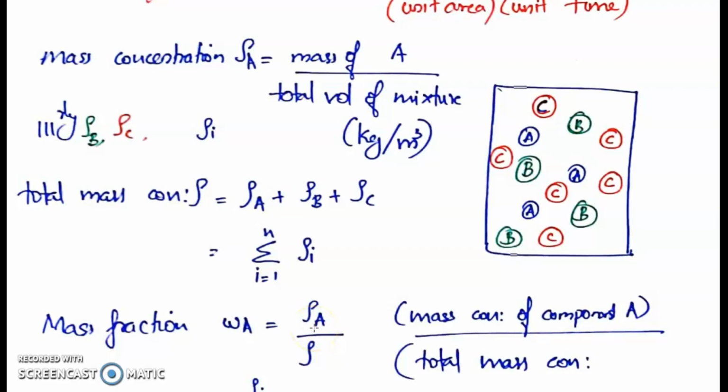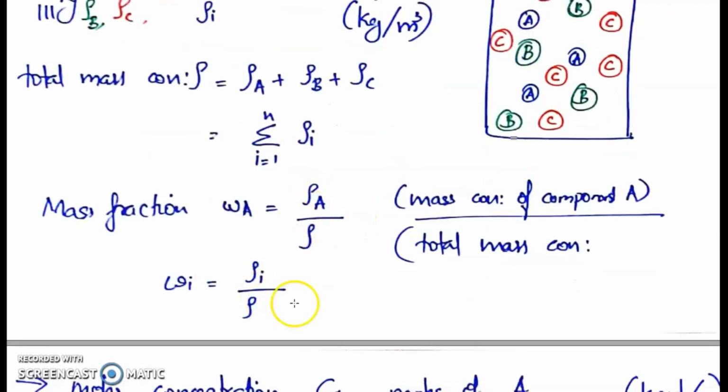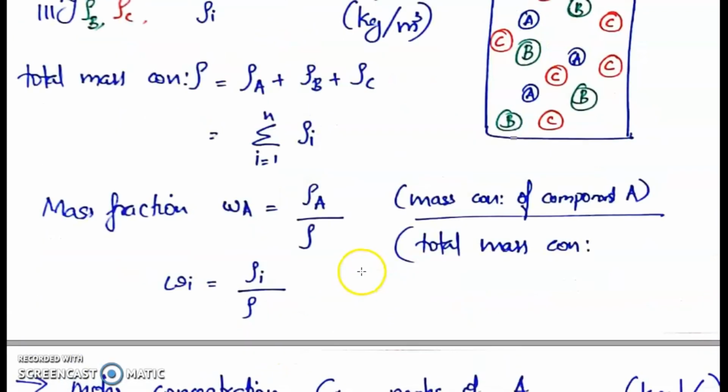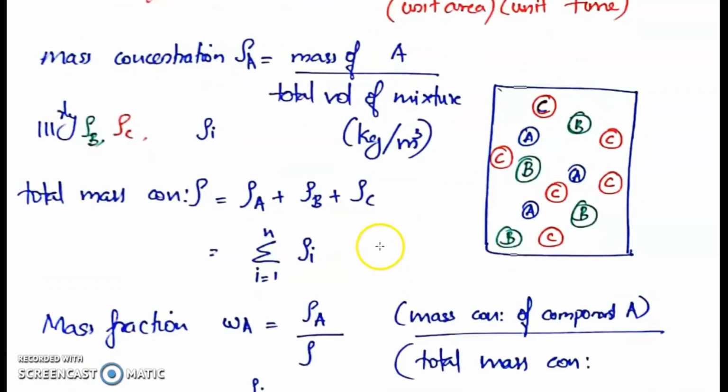Rho A means mass concentration of component A. Rho means total mass concentration, that is rho A plus rho B plus rho C. Generalizing, we can write w I, where I represents either A, B, or C, which is equal to rho I by rho. If you know the total mass of the mixture and the mass of the component, the ratio of the mass of a component to the total mass will also give the mass fraction, because the volume term cancels off.